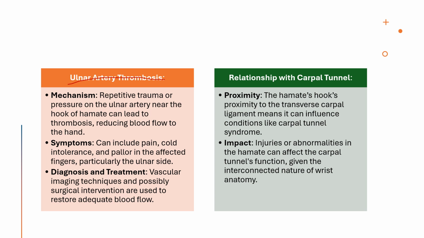The relationship with the carpal tunnel: because of the proximity of the hamate's hook and the transverse carpal ligament, it can influence conditions like carpal tunnel syndrome. Impact: injury or abnormalities in the hamate can affect carpal tunnel function, given the interconnected nature of the wrist anatomy.